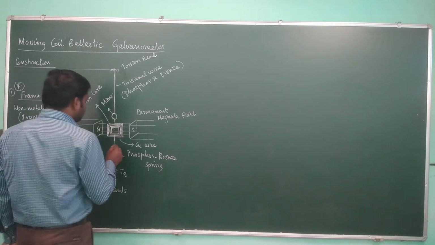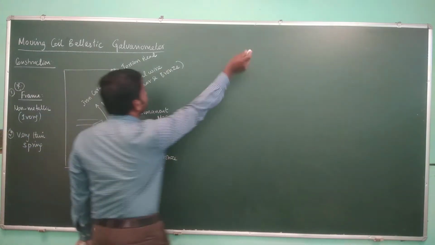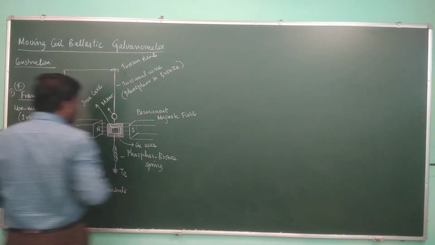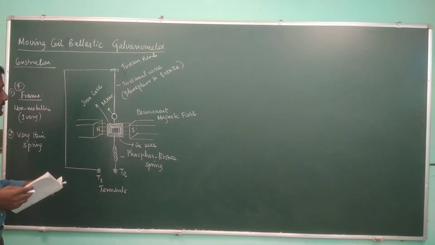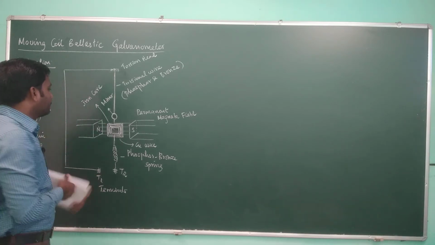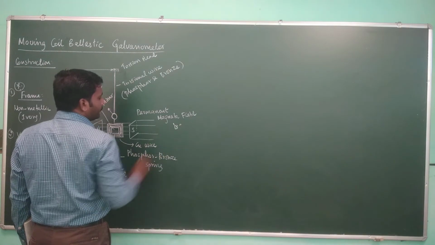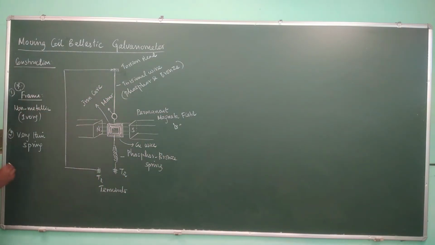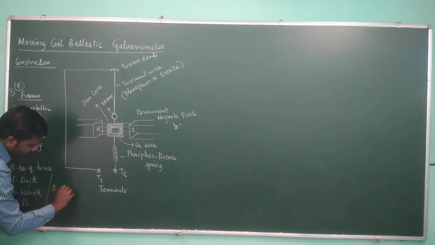Here also you can define L as the length of the coil and B as the breadth of the coil, N as the number of turns, or windings, and B as the permanent magnetic field. So N is the number of turns, L is the length of the coil, B is the breadth of the coil, the area of the coil is LB, and B is the magnetic induction.